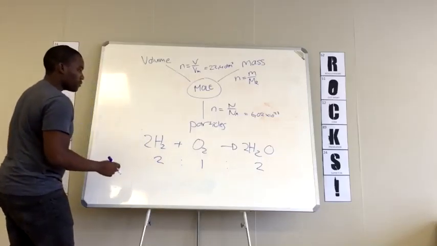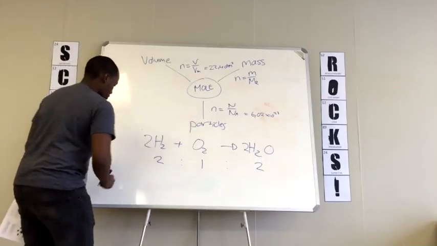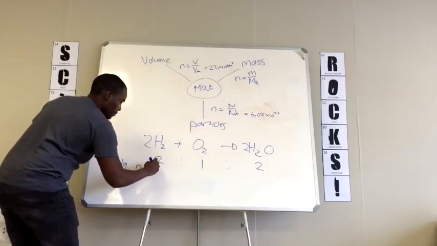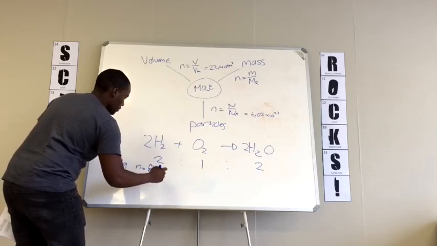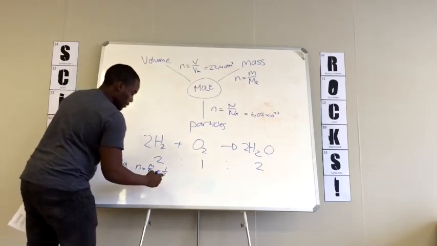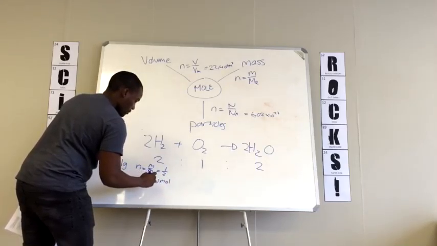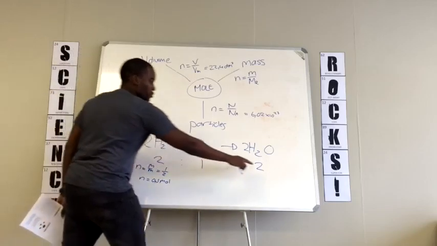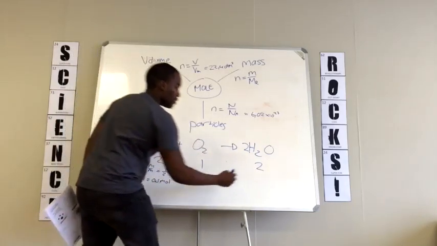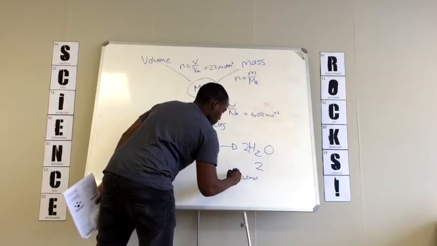If I have 1 gram of hydrogen, how much water can I produce? So 1 gram of hydrogen, how many moles is that? That's M over M, that's going to be 1 divided by 2, because it's H2, that's 0.5 moles, right? Mole ratio, that's 2:2, meaning I'll produce 0.5 moles of water as well, right? So I've got 0.5 moles of water.